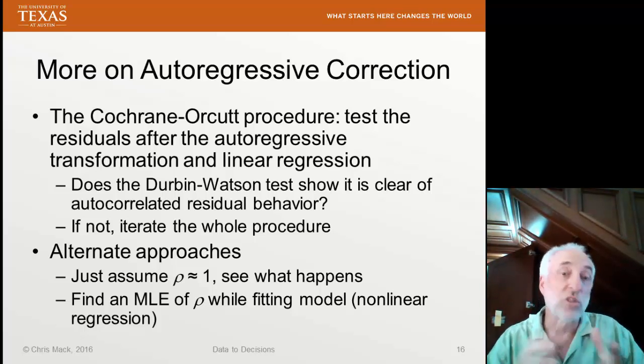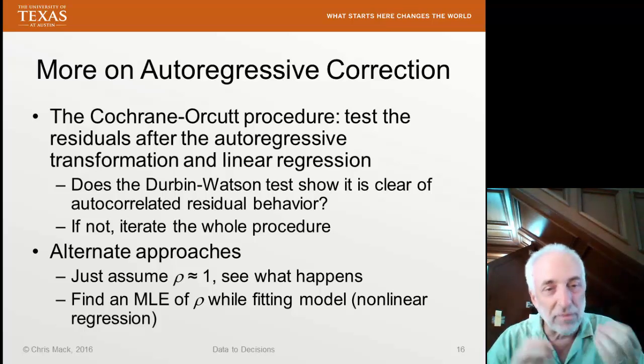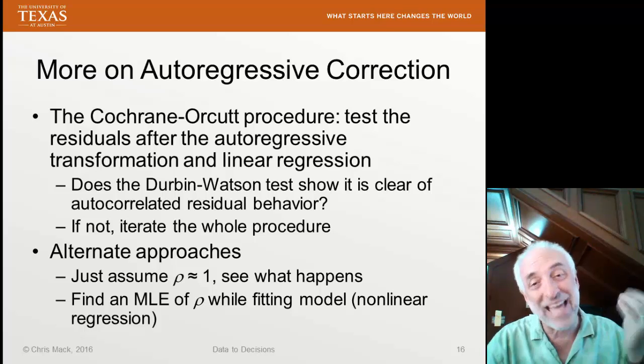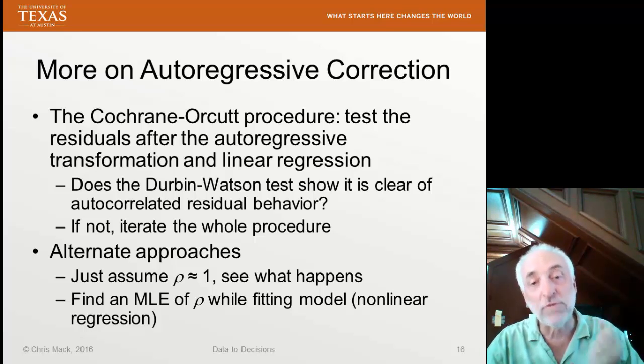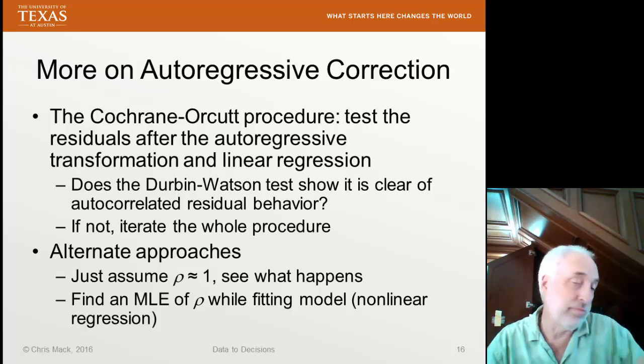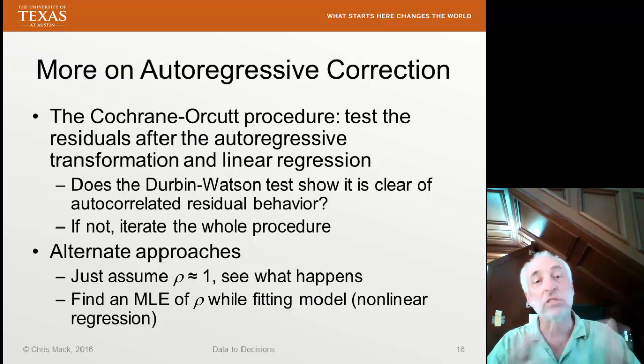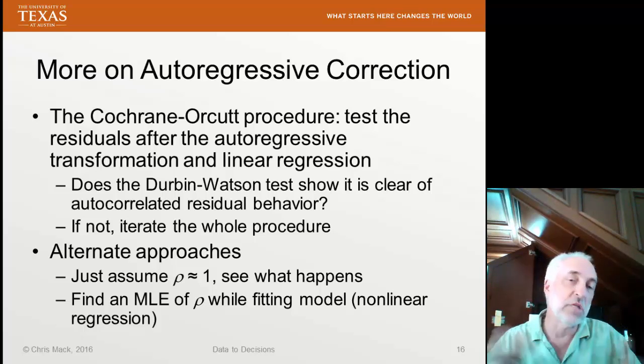Or a more sophisticated way would be to use a maximum likelihood estimator of rho that is determined at the same time as you're fitting the model parameters, the regression parameters for slope and intercept, for example. This requires a nonlinear regression. It's a little more difficult to do, but if you did that, you have your best estimate of rho and model parameters simultaneously.